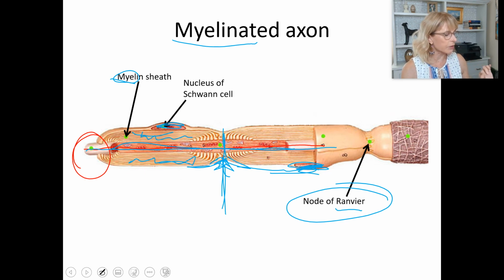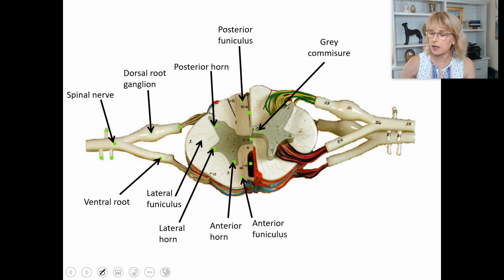Now, examine a slide of a multipolar neuron. There will be no microscope images on your lab midterm. Reflex arc, we'll get to that really late in this set of lab lectures. Let's talk about the spinal cord at the beginning of the next lab lecture.